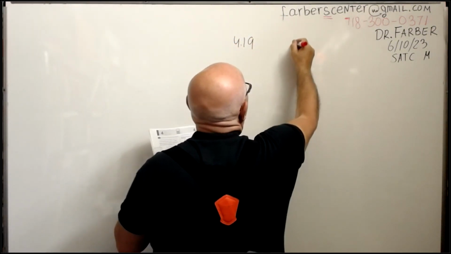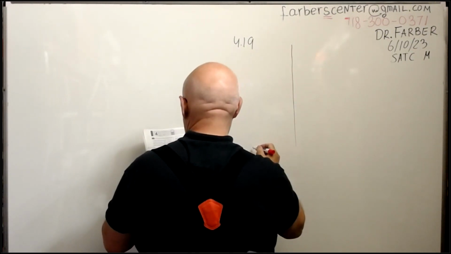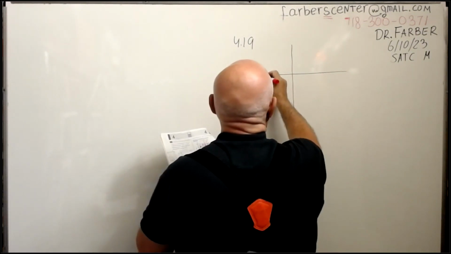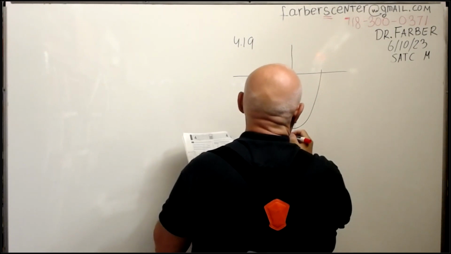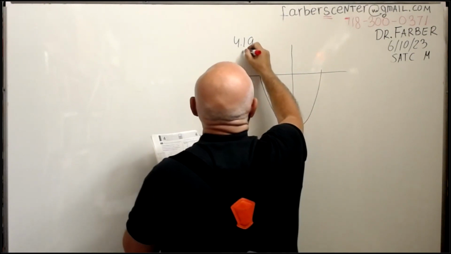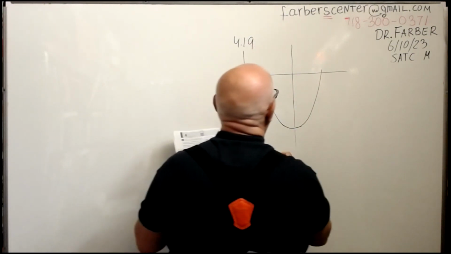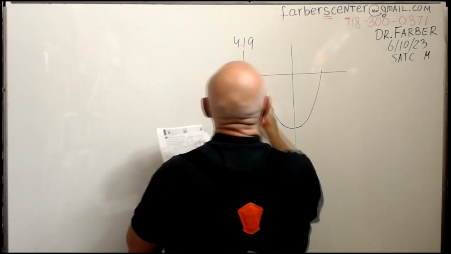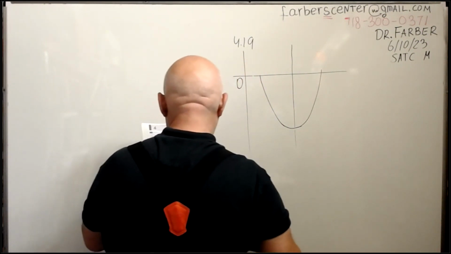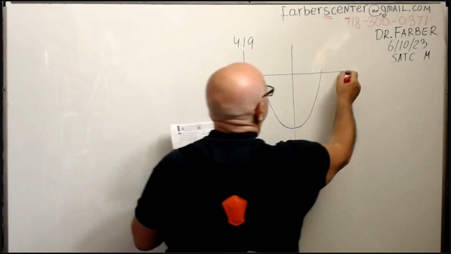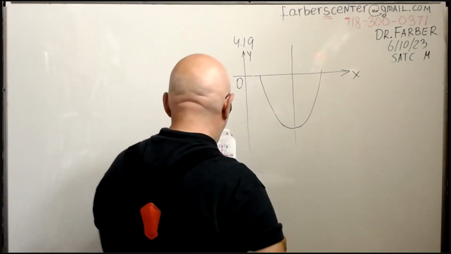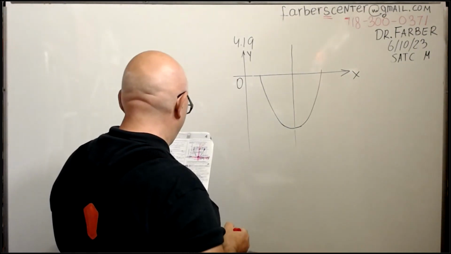We have a parabola, kind of like this. And we have Cartesian coordinates. This is y. This is 0. This is x. This is y. The equation.